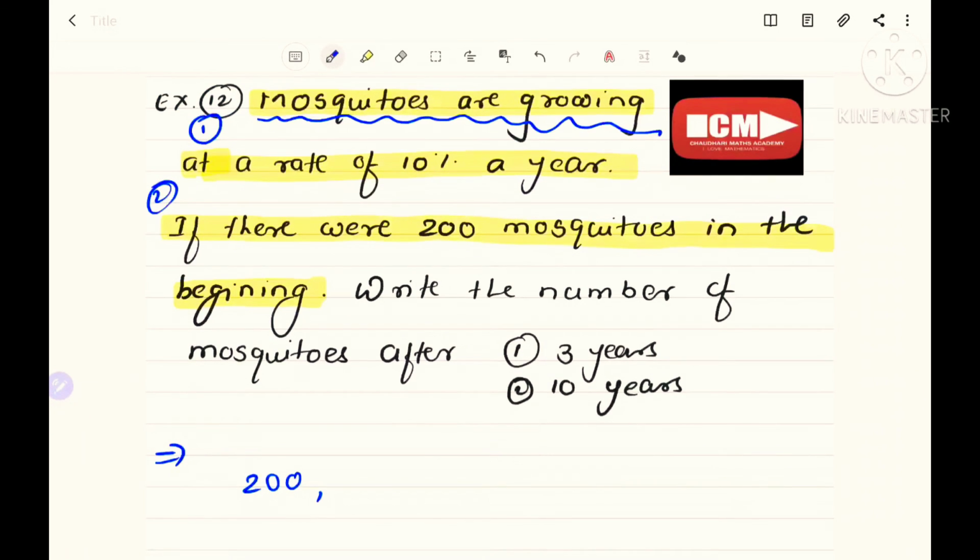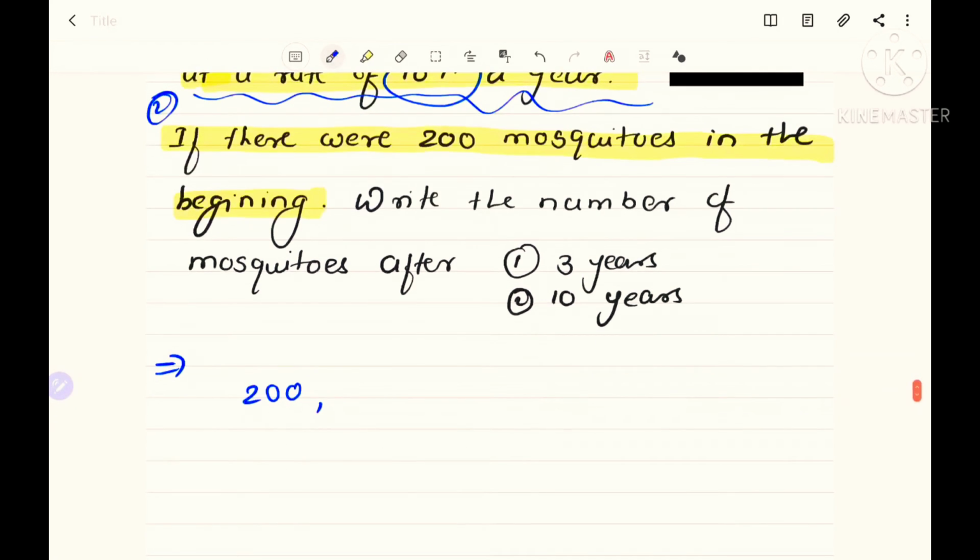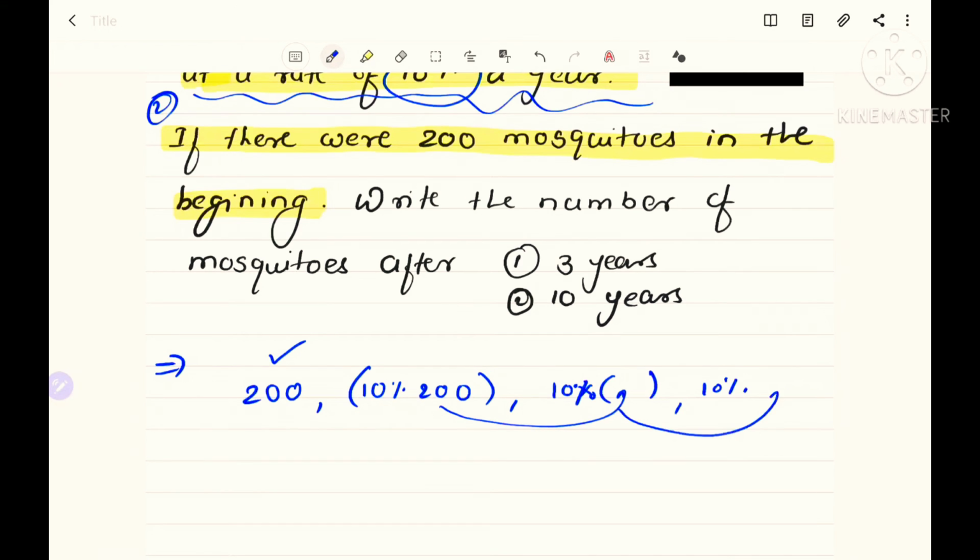So try to understand the meaning of this. Mosquitoes are growing at the rate of 10% per year. So what is the meaning of that? They started with 200 mosquitoes, then after 1 year the mosquitoes increase by 10% of that 200. The next number of mosquitoes is 10% more than that, and the next is 10% more of whatever is the answer for this.